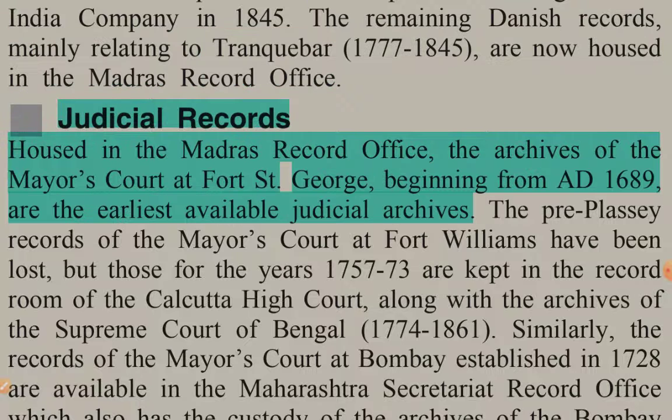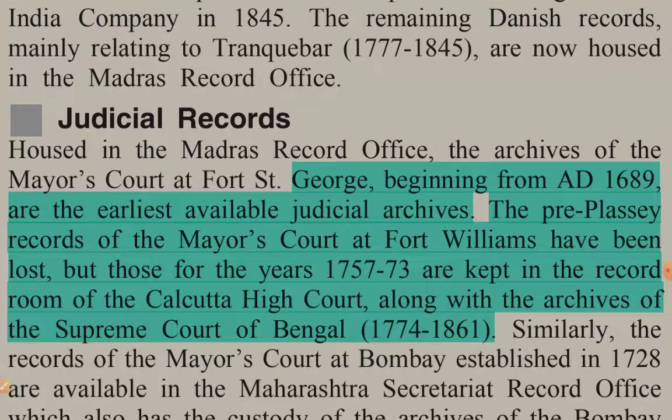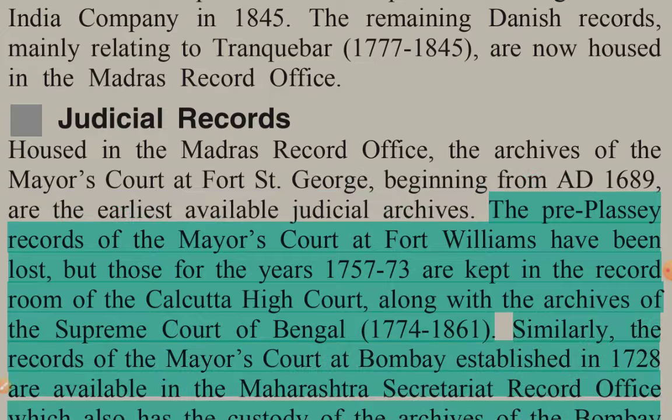Judicial records housed in the Madras Record Office. The archives of the Mayor's Court at Fort St. George, beginning from AD 1689, are the earliest available judicial archives. The pre-Plassey records of the Mayor's Court at Fort William have been lost, but those for the years 1757 to 73 are kept in the record room of the Calcutta High Court, along with the archives of the Supreme Court of Bengal 1774 to 1861.